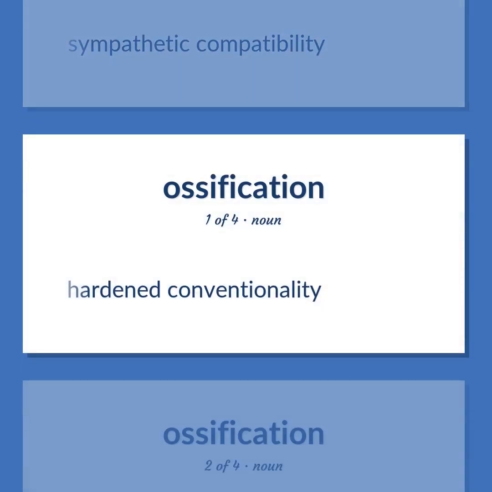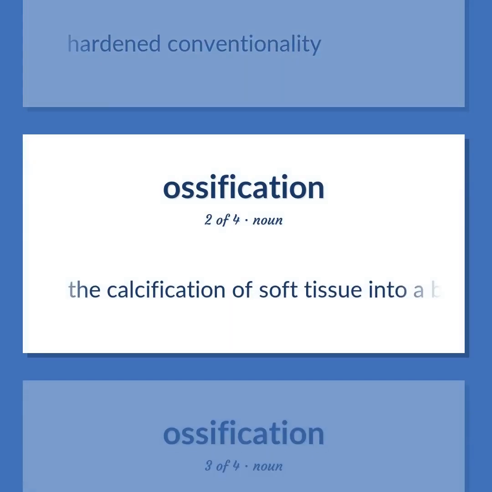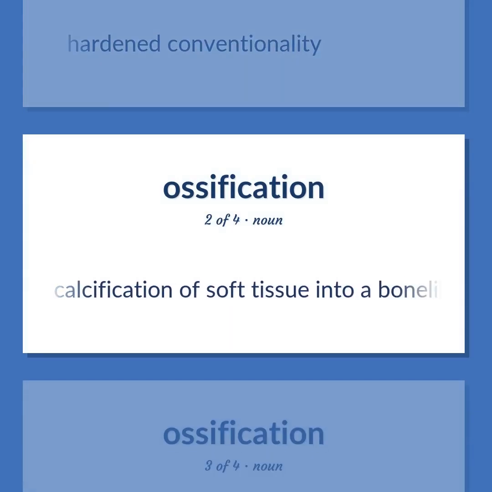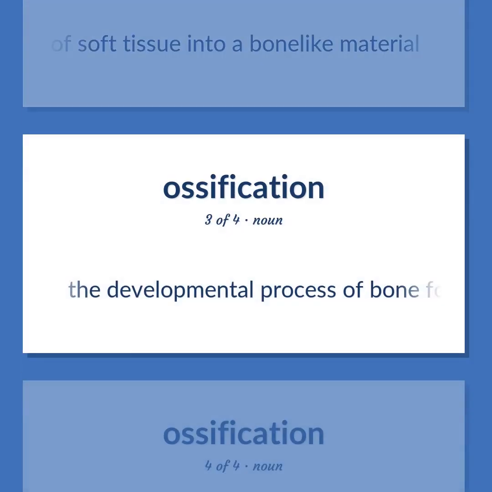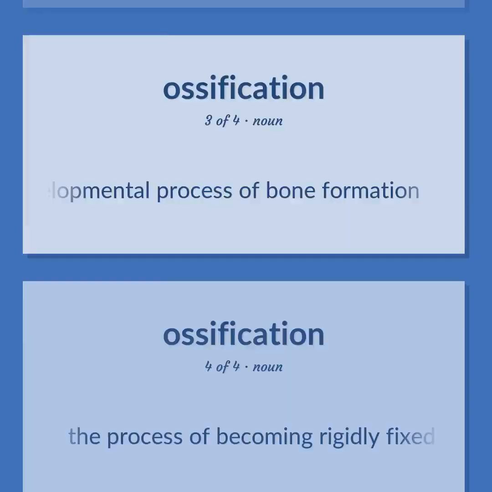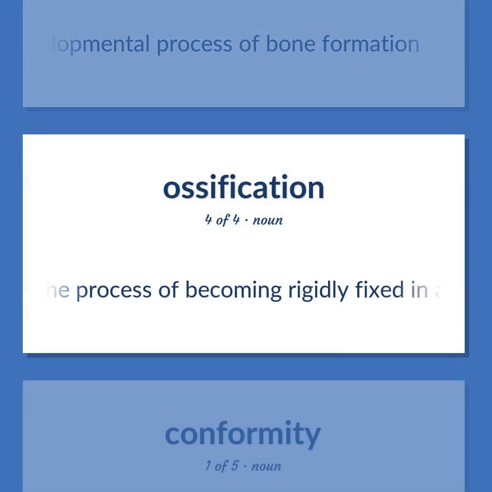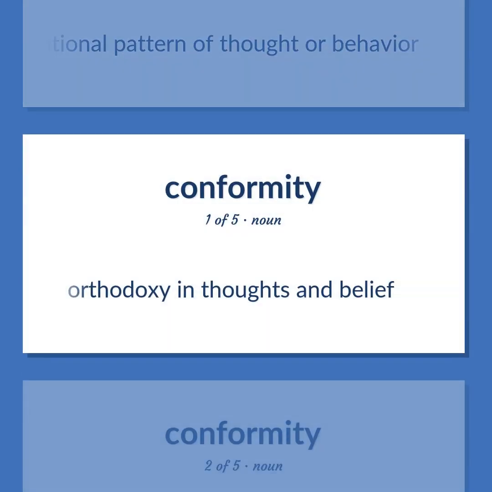Hardened conventionality. The calcification of soft tissue into a bone-like material. The developmental process of bone formation. The process of becoming rigidly fixed in a conventional pattern of thought or behavior. Orthodoxy in thoughts and belief.